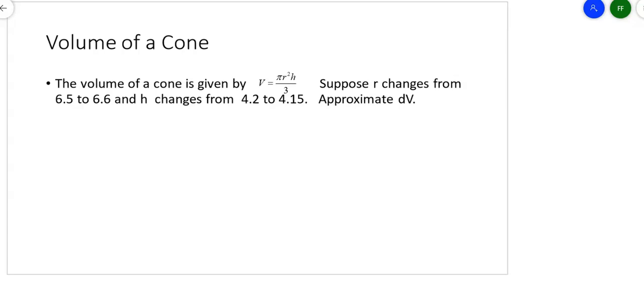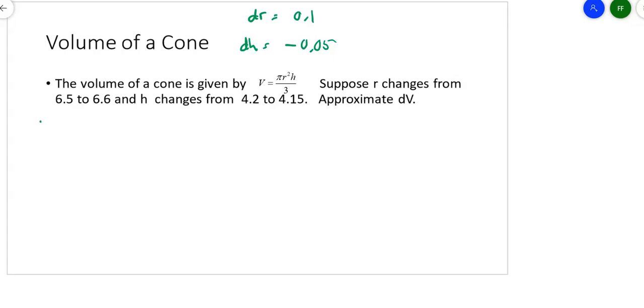So the radius is changing by positive 0.1, right? It's going from 6.5 to 6.6. The height is changing negative 0.05. Right? Height's going down, volume's going up. How much does that change the volume approximately? So maybe I don't want to run through all the calculations.